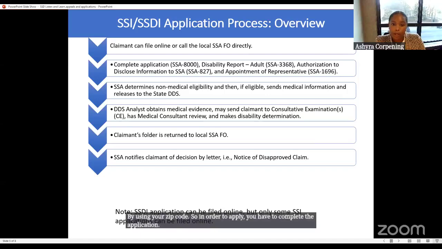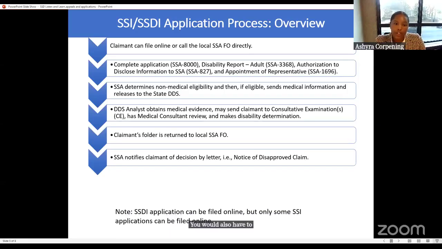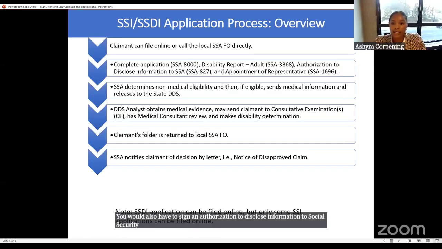So in order to apply, you have to complete the application. They'll make you do what's called a disability report, which is giving information about your disability and the limitations that you experience. You would also have to sign an authorization to disclose information to Social Security, which is basically allowing them to get medical records from providers. And if you have an attorney at this point, you would also appoint a representative via the 1696 form.